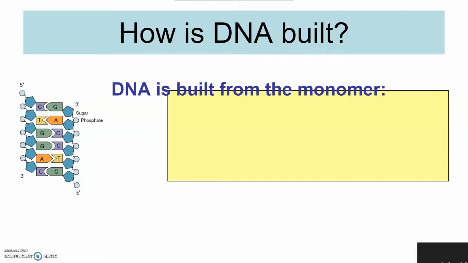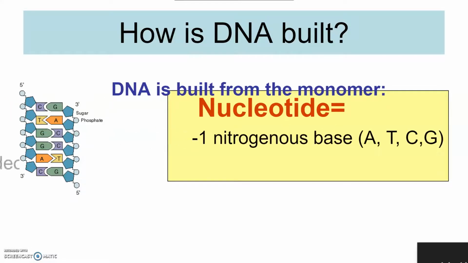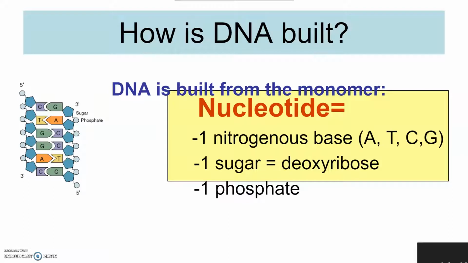So how is DNA built? DNA is built from the monomer nucleotide. The best way to think about a monomer is like a building block. Think about those Lego pieces. Each Lego piece is considered a monomer, and multiple monomers build something great. That's the same way that DNA is built. It has a nitrogenous base, which are A, T, C, and G. Those are the different bases. A is for adenine, T is for thymine, C cytosine, G guanine. It also has one sugar, which is deoxyribose. Anytime you see an ending in OSE like fructose, glucose, sucrose, those are sugars. And it also has one phosphate.